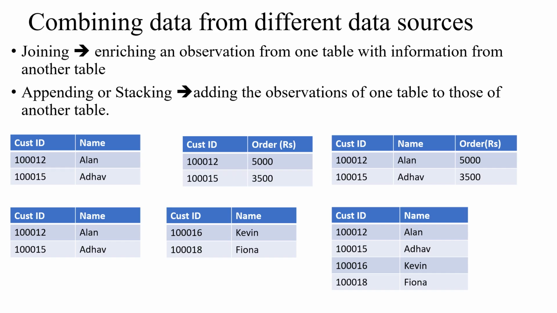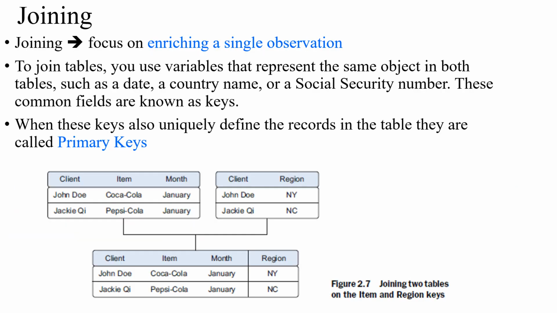For that purpose, there is joining or enriching an observation from one table with information from another table. Another one is appending or stacking, adding the observations from another table also. Then one more example. Here only two IDs are there, and here the other two are there. Since they belong to the same category, we can combine this. So this is one example of combining data.